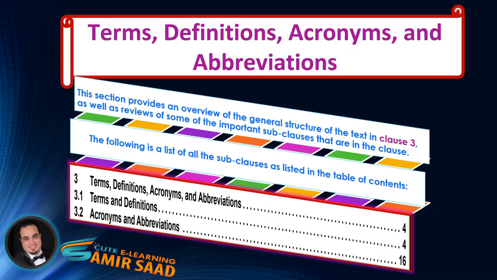In this lecture, we will discuss Clause 3, terms, definitions, acronyms, and abbreviations. This section provides an overview of the general structure of the text in Clause 3, as well as reviews of some of the important subclauses that are in the clause. The following is a list of all the subclauses as listed in the table of contents. In the following slides, we highlight important information contained in Clause 3 accompanied by the subclauses.